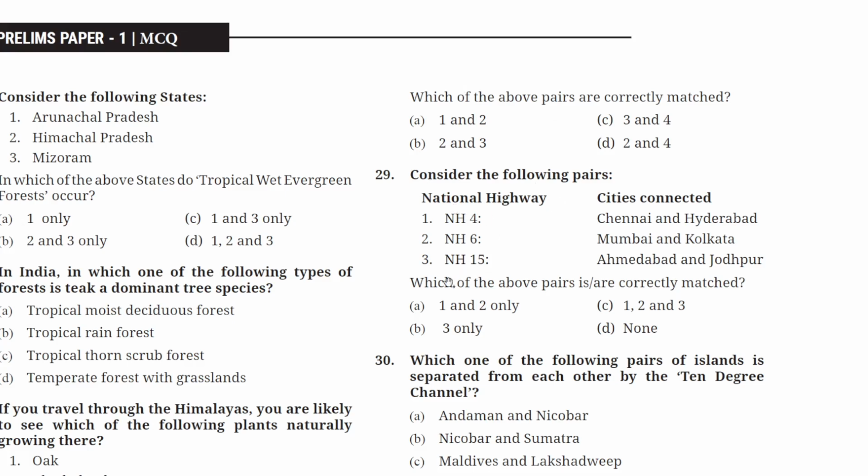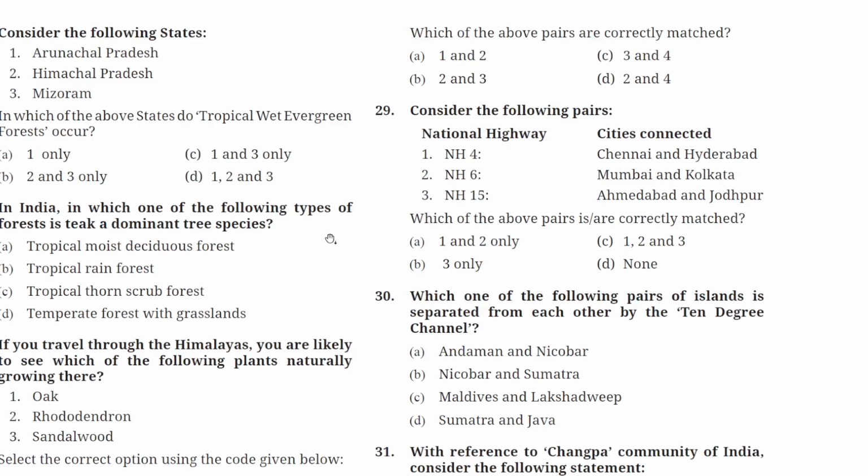NH4, NH6, and NH15. One should know the national highways, okay? So the answer is none, because NH4 runs from the capital city of Port Blair to Diglipur, connecting all major towns such as Ferrargunj, Baratang, Mayabunder, Rangat, and Diglipur. NH6 actually passes through the Indian states of Meghalaya, Assam, and Mizoram. NH15 starts from Baihata in Assam and terminates at Wakro in Arunachal Pradesh. So the answer is D, none.